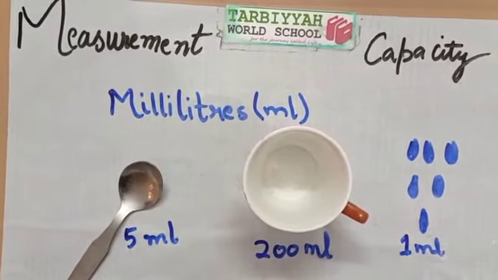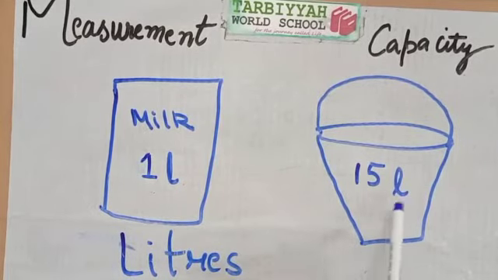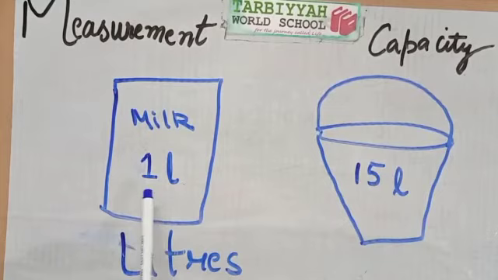Now see liters. For liters we measure larger quantities of liquids. For example, this is a packet of milk, this is of 1 liter, and this is a bucket which contains 15 liters of water. So we use liter for measuring the larger quantities of liquid.